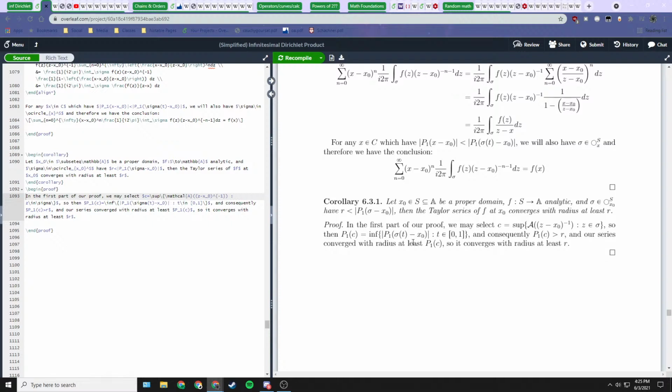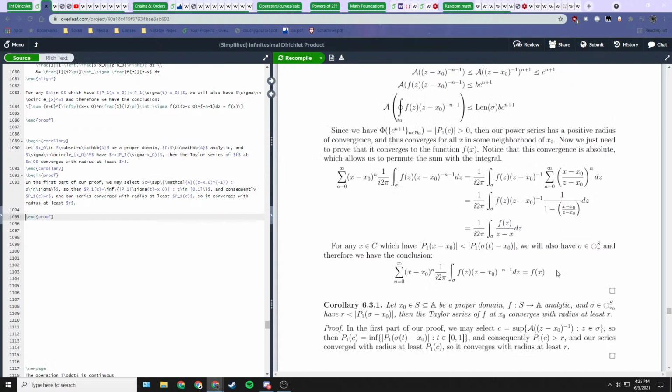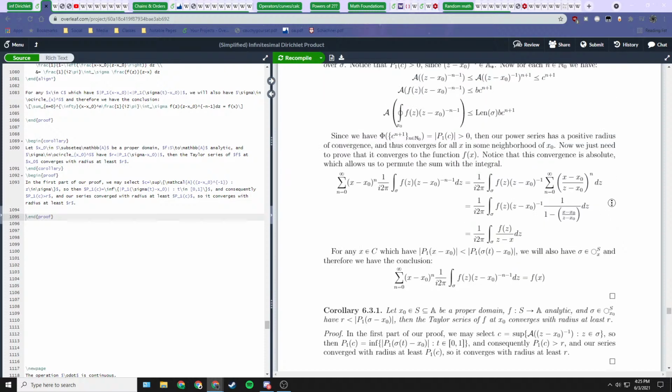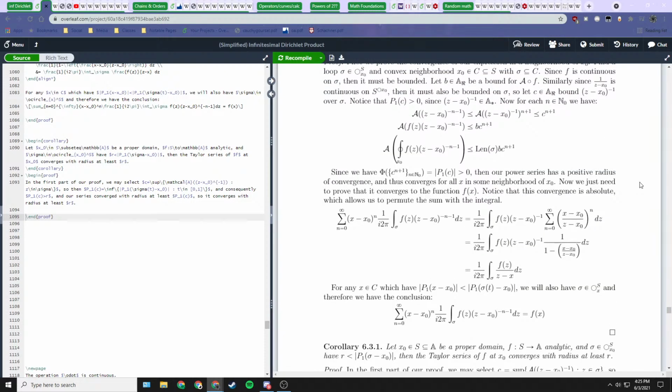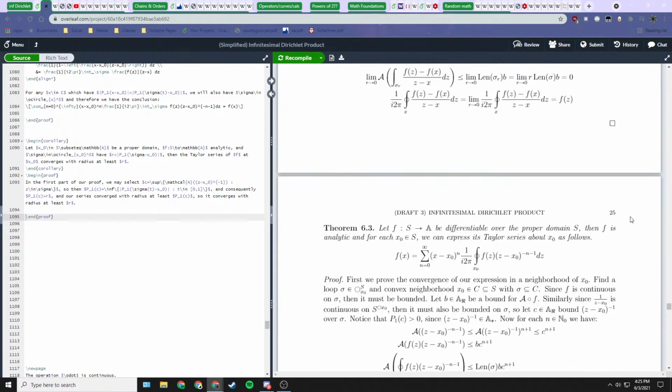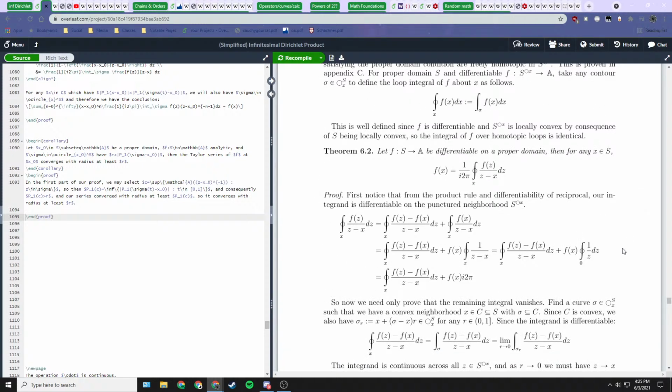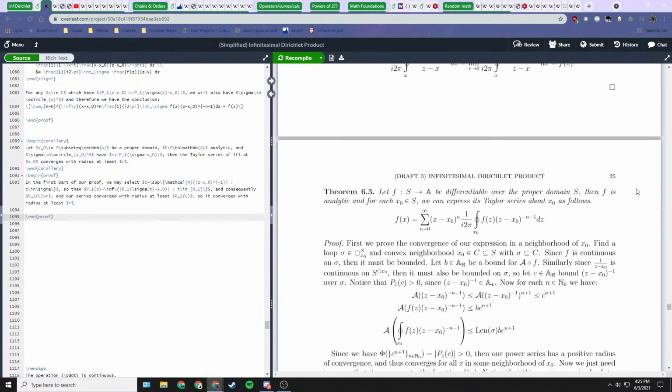And since P1 of C is this infimum, and this infimum is greater than r, then P1 of C is greater than r. And our series converges with a radius at least P1 of C, so it converges with a radius at least r. And that's it. So that's a nice corollary. We can also, if you would like, add, let's see.